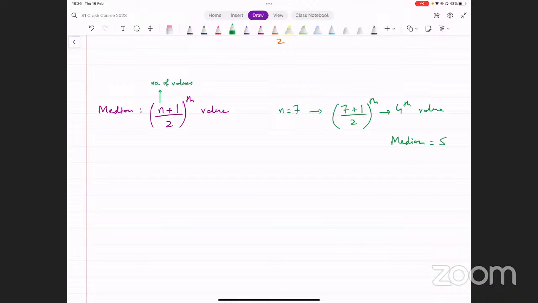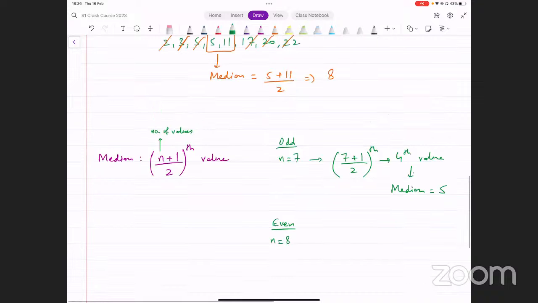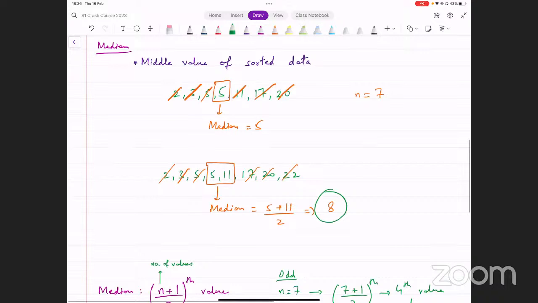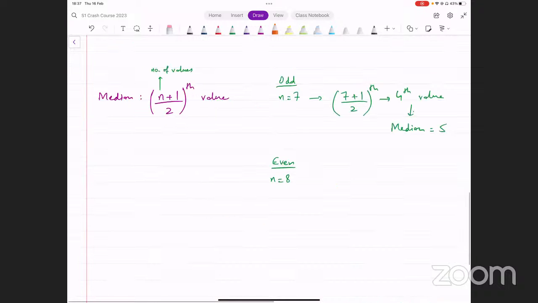All right. So this is what happens if the number of values is odd. However, if the number of values is even, like we had in the second case above, the number of values here was 8. And that's an even number of values. What do we do about this? We again use the same formula. But in this case, we end up getting 8 plus 1 over 2. And that gives us the 4.5th value.